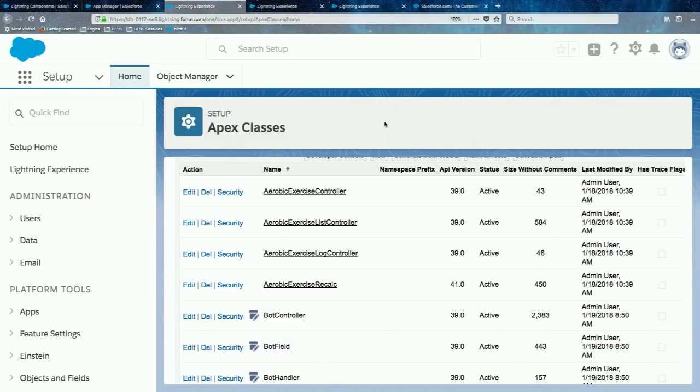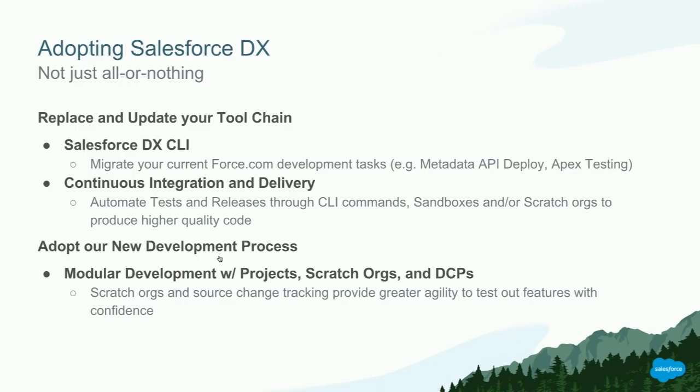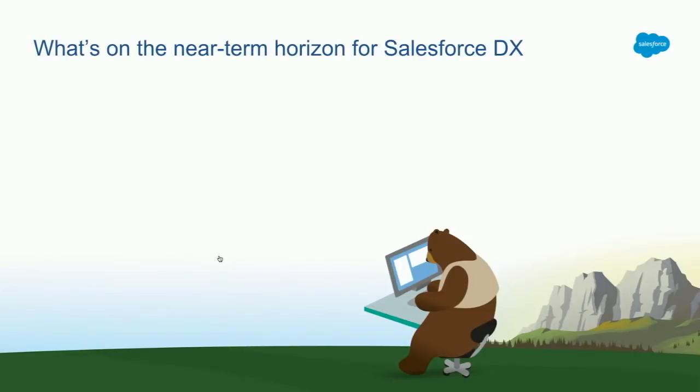And to wrap this up, one thing I want to highlight is that when it comes to Salesforce DX, it's not an all or none model. You can adopt things gradually. You can start with the Salesforce CLI. You can start using scratch orgs. And once you become familiar, you can start taking advantage of the modular development model that is being offered as part of DCPs. And also, I want to spend the next 30 seconds talking about what's on the near-term horizon for Salesforce DX.